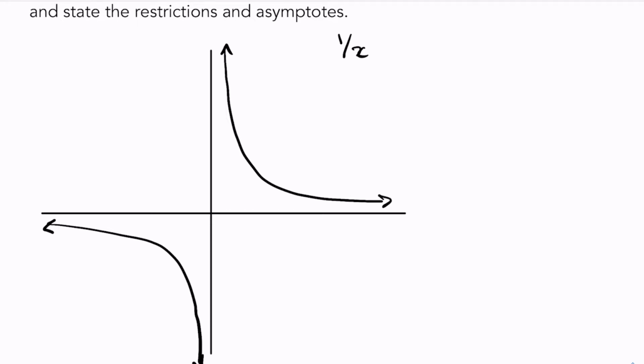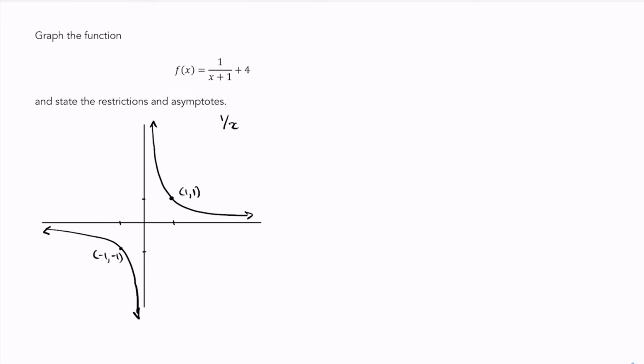But some points you do know. If you go across 1, then you're going to go up 1. So this point here is 1, 1. And same thing in the negative. If I go back 1, that means I'm going to go down 1. And this point is -1, -1. So that's what the base function looks like.